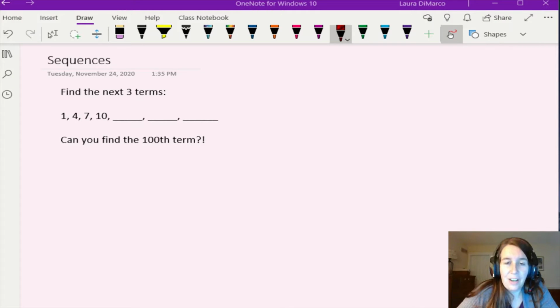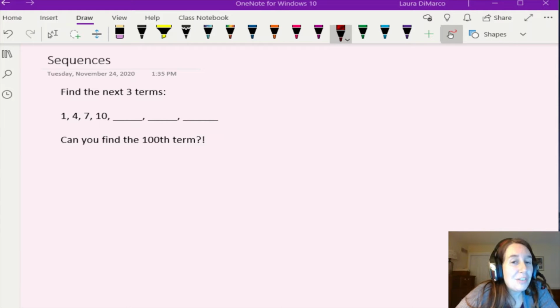So, we're going to start talking about sequences. And this is just an introduction to what sequences are and how we use them. I'd like you to look at this problem and see if you can figure out both parts. The first part says find the next three terms. So far, the pattern is 1, 4, 7, 10. Please go ahead and find the next three terms, assuming that the pattern continues.